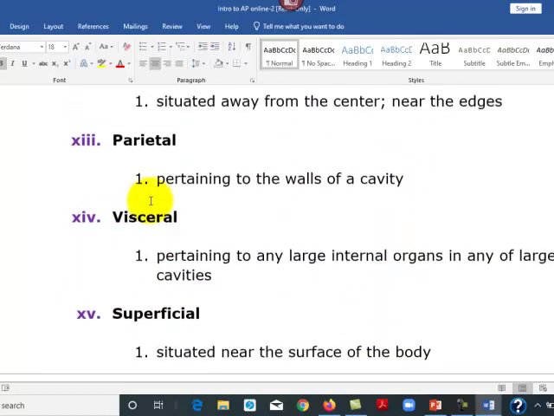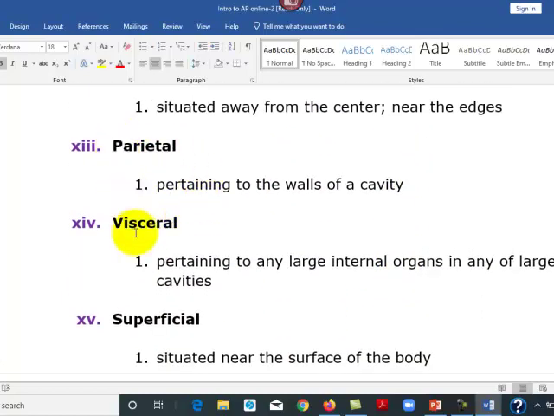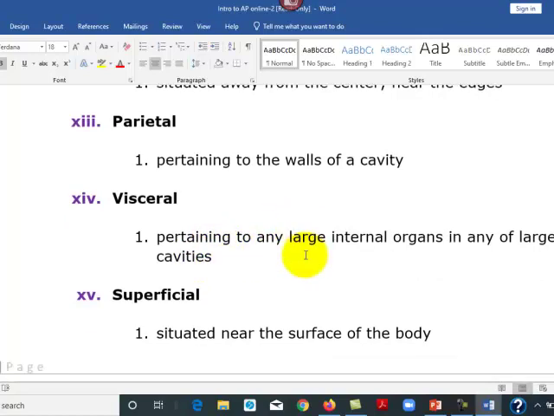And then we just went over these. Parietal, visceral. Parietal refers to the walls of a cavity. Visceral actually refers to organs. In fact, the major organs in the body, they're called the abdominal viscera, pelvic viscera, thoracic viscera, refers to organs.